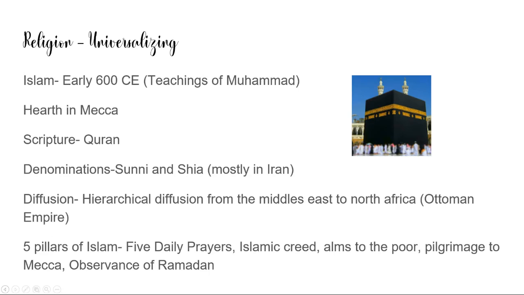So wrapping up our Abrahamic religions is Islam. Islam began in the early 600s CE. Its heart was in Mecca. The scripture is the Quran. The denominations are the Sunni and Shia. The Shia is mostly found in Iran, but the Sunni is more common. The diffusion is through hierarchical diffusion from the Middle East and North Africa through the Ottoman Empire. And you should also know the 5 pillars of Islam, which are the 5 daily prayers, Islamic creed, alms to the poor, pilgrimage to Mecca, and observance of Ramadan.